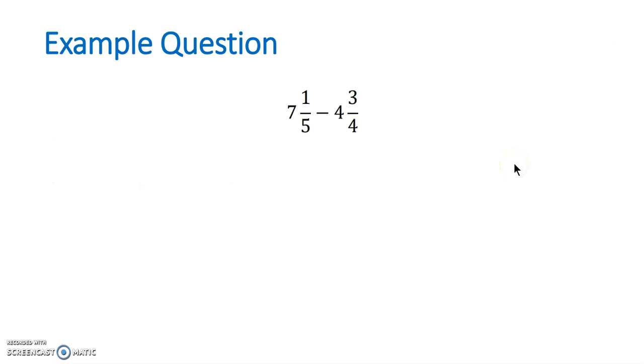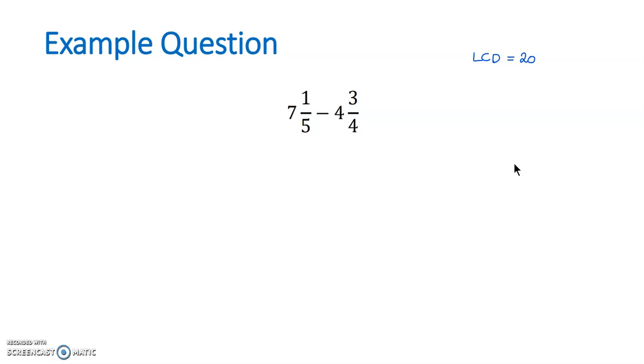So let's take a look at this first question. We have 7 1/5 minus 4 3/4. This question's not in your book, so you can write this down on a piece of paper and pause the video, and then we'll work through it together. So right away we see that we have unlike fractions, 5 and 4. So we're going to find our lowest common denominator of 5 and 4, and that is 20.